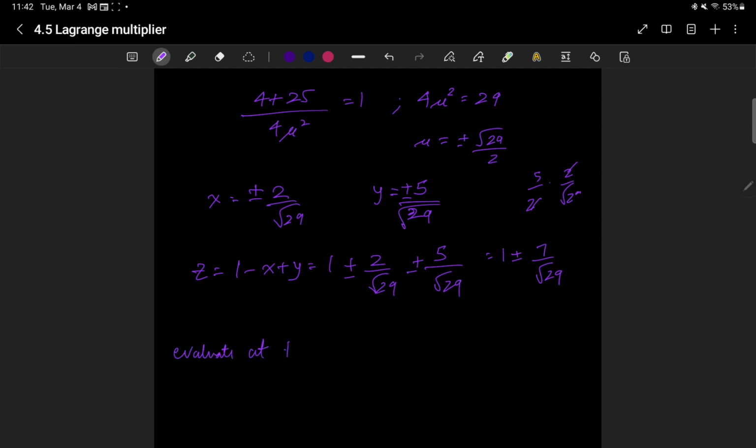But you still do need to evaluate the function at these points to get the max and min values. So that's it about Lagrange multipliers, and they can be extended to more constraints, but we will limit ourselves to 1 or 2 constraints, mostly 1 constraint for now. Okay, that's all for this video.